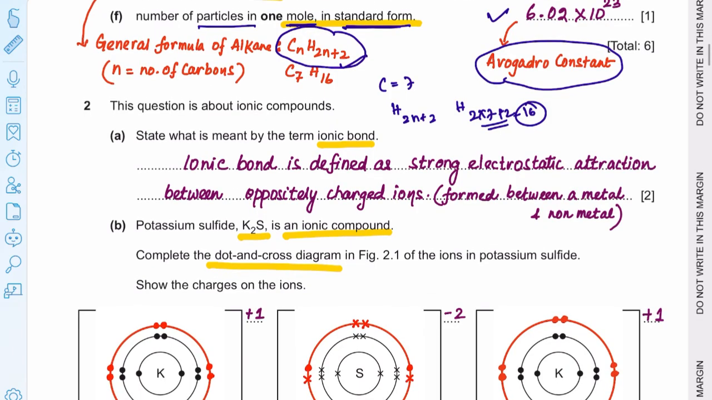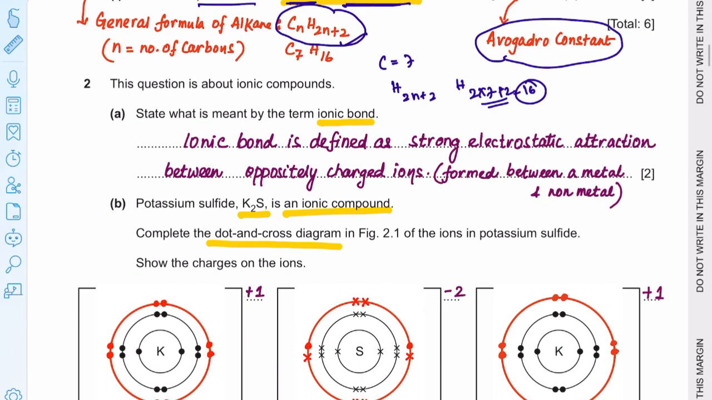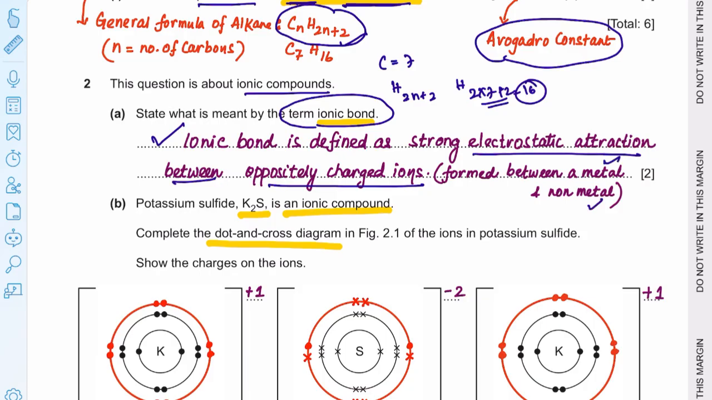Next, question number 2. This question is about ionic compounds. State what is meant by the term ionic bond. The ionic bond is defined as the strong electrostatic attraction between oppositely charged ions, formed between a metal and a non-metal. Got it? When we have oppositely charged ions, the force of attraction between them is known as electrostatic attraction, and that is known as an ionic bond.